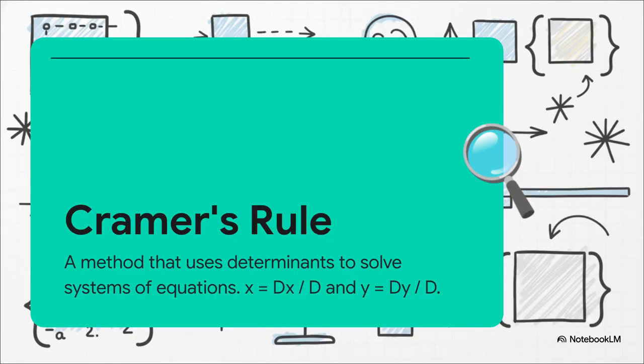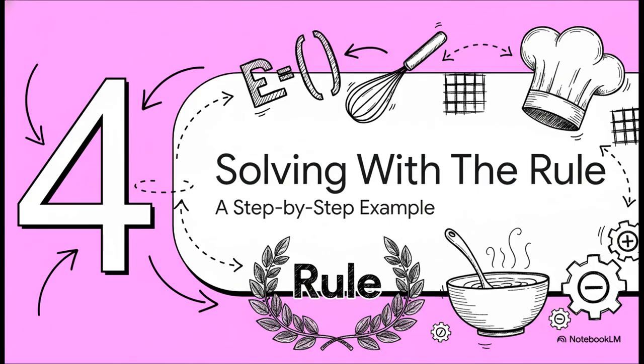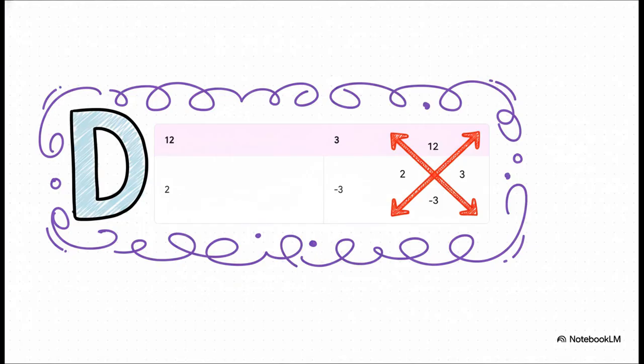So what is it? Honestly, the best way to think about Cramer's rule is like a recipe. To find x, you just find a special x determinant and divide it by the main one. You do the exact same thing for y. It's this brilliant little trick that turns a messy algebra problem into just basic division. All right, enough talk. Let's actually put this recipe to the test with a real example and see how slick it is.